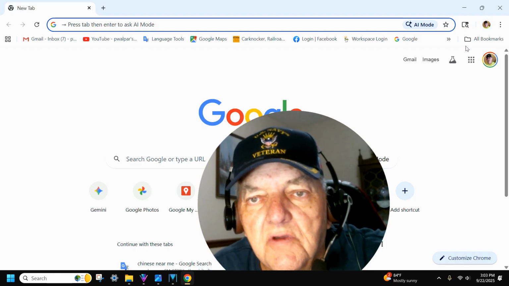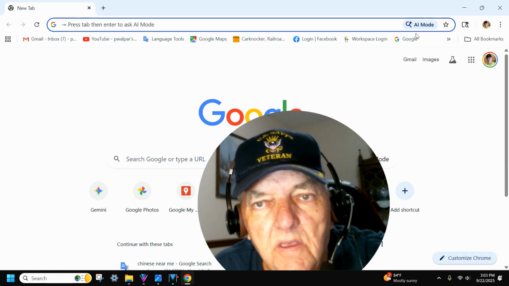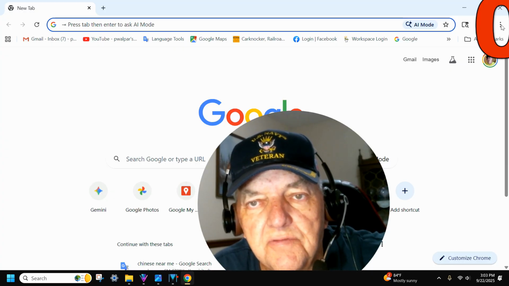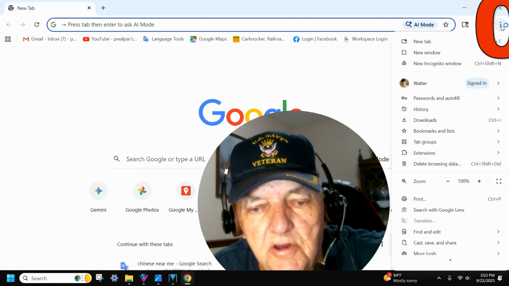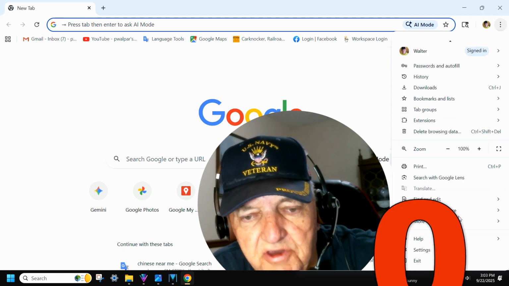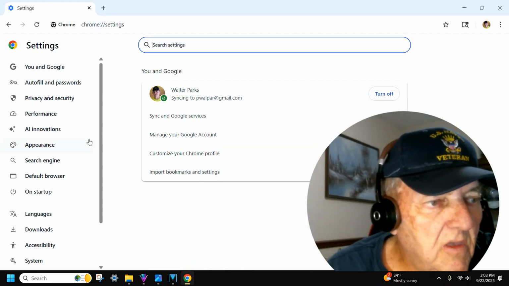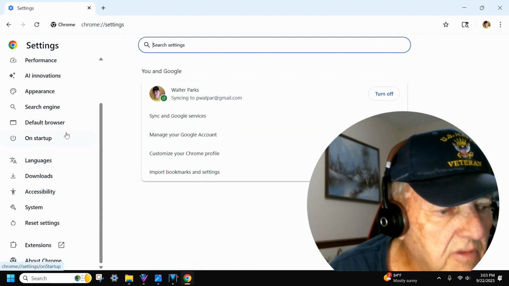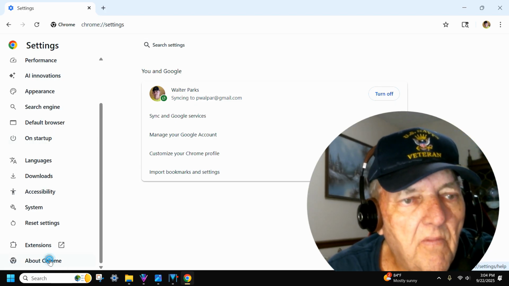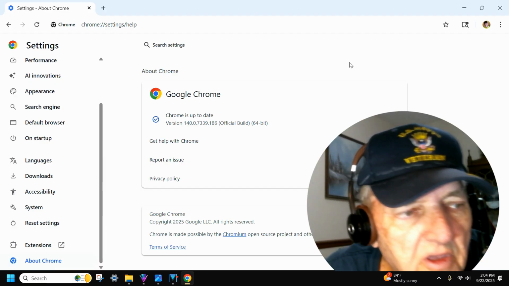But what I did was went up here in the top right-hand corner, right by the search bar, where my little picture is, there's 3 little dots. I clicked those 3 little dots, scrolled all the way down to settings. Over here on the left, go all the way down to About Chrome. This is where you update Chrome.